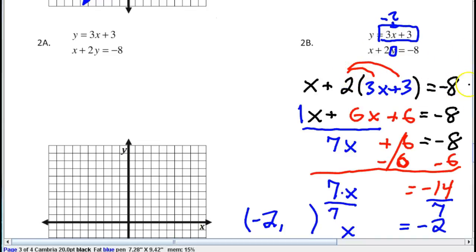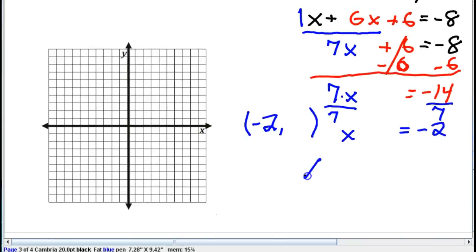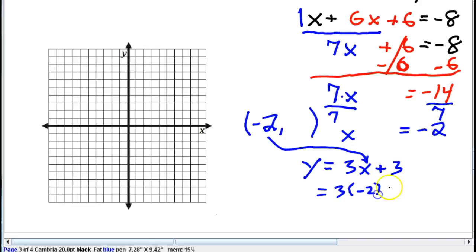We have 3 times negative 2 plus 3. Y is going to be 3x plus 3. And now I know that x is negative 2. So that's going to be 3 times negative 2 and then add 3. Negative 6 and positive 3, which is negative 3.